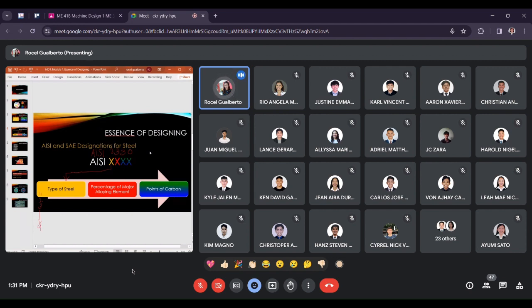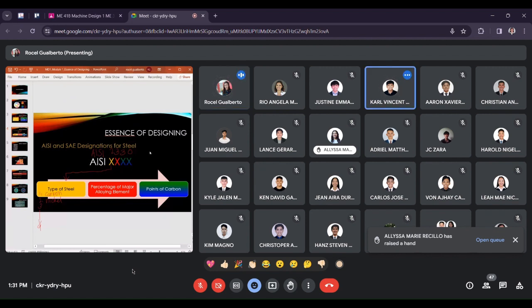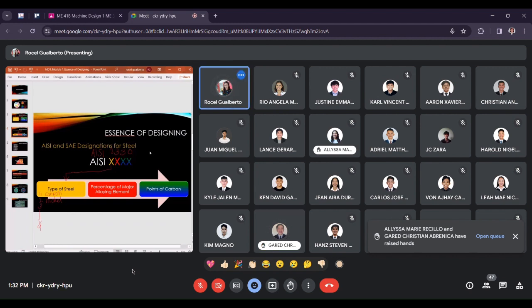I know this is already in your head, because during our examination in materials engineering, one of the items is to identify this type of steel. If 1, it is plain carbon. If 2, it is nickel. What about 3? Nickel chromium. Okay, 4? Molybdenum. So those are our values.